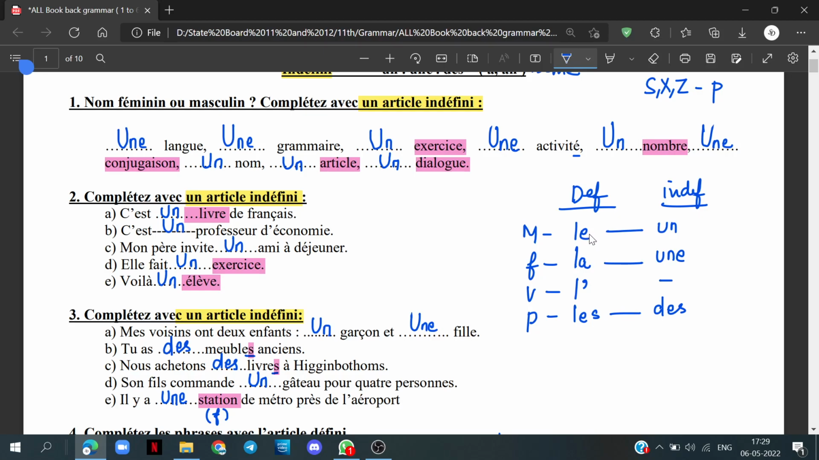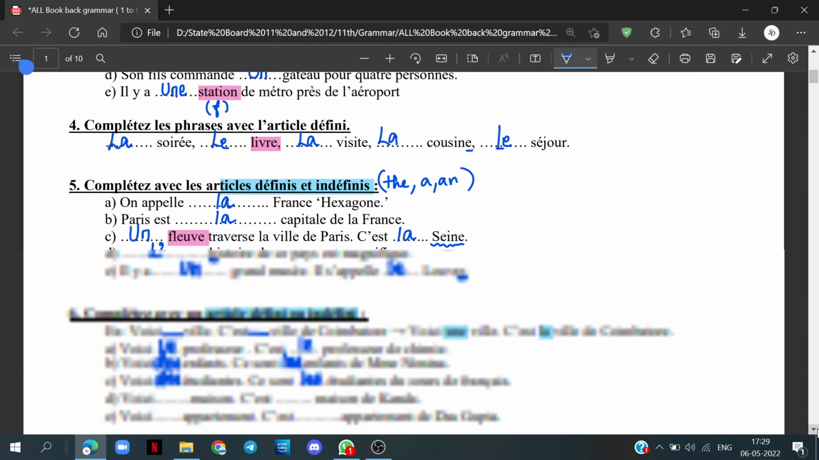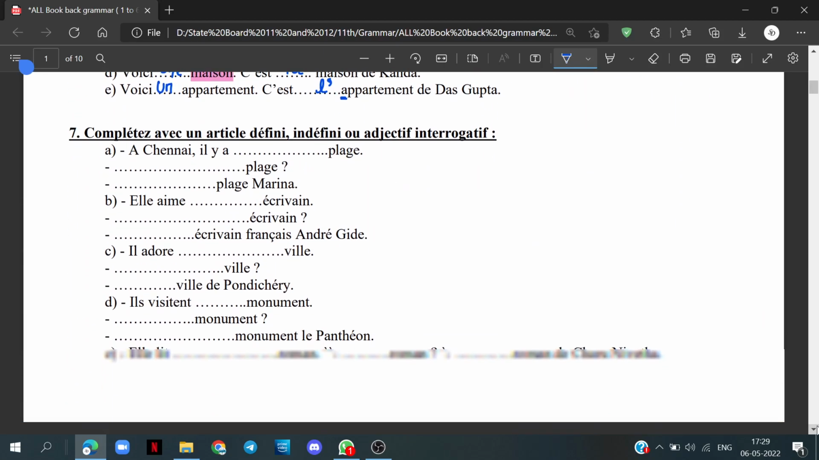Don't say it ends with an E, so I thought le is feminine. No, le is masculine, la is feminine. Only un is masculine, une is feminine. Do not get confused with the E here. It's just le, la, l'. Okay, there's just one more exercise in the topic, definite and indefinite articles.